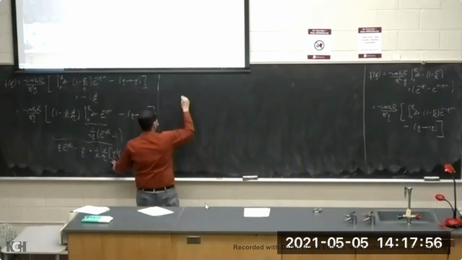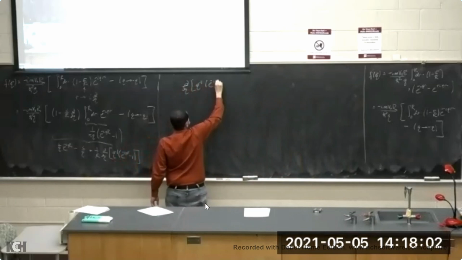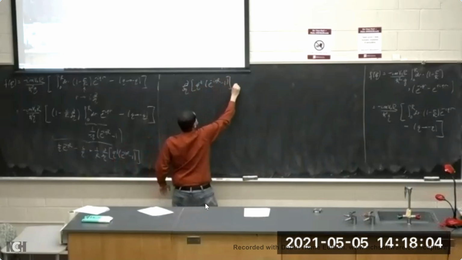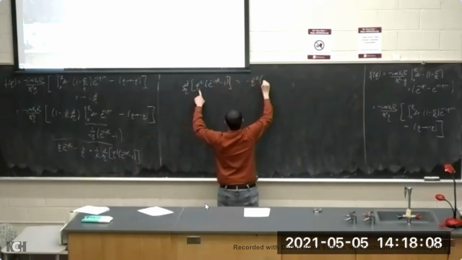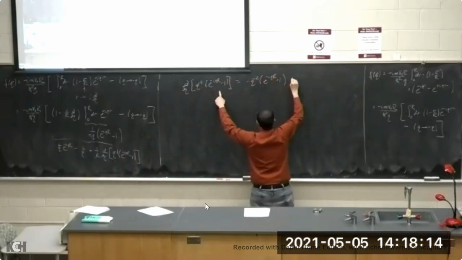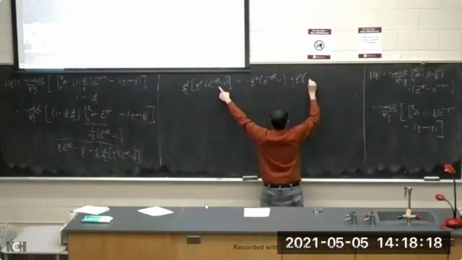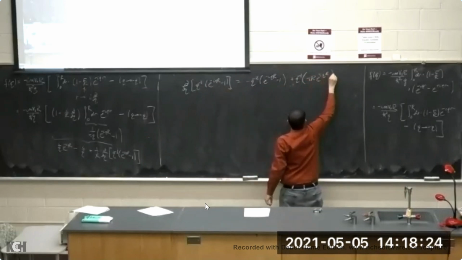Okay, so evaluating this, I have d/dq of q to the minus 1 times e to the minus iqR minus 1. If I differentiate the first term, I get minus q to the minus 2 e to the minus iqR minus 1. If I differentiate the second term, I get plus 1 over q times, from inside, I bring down a factor of minus iR e to the minus iqR.